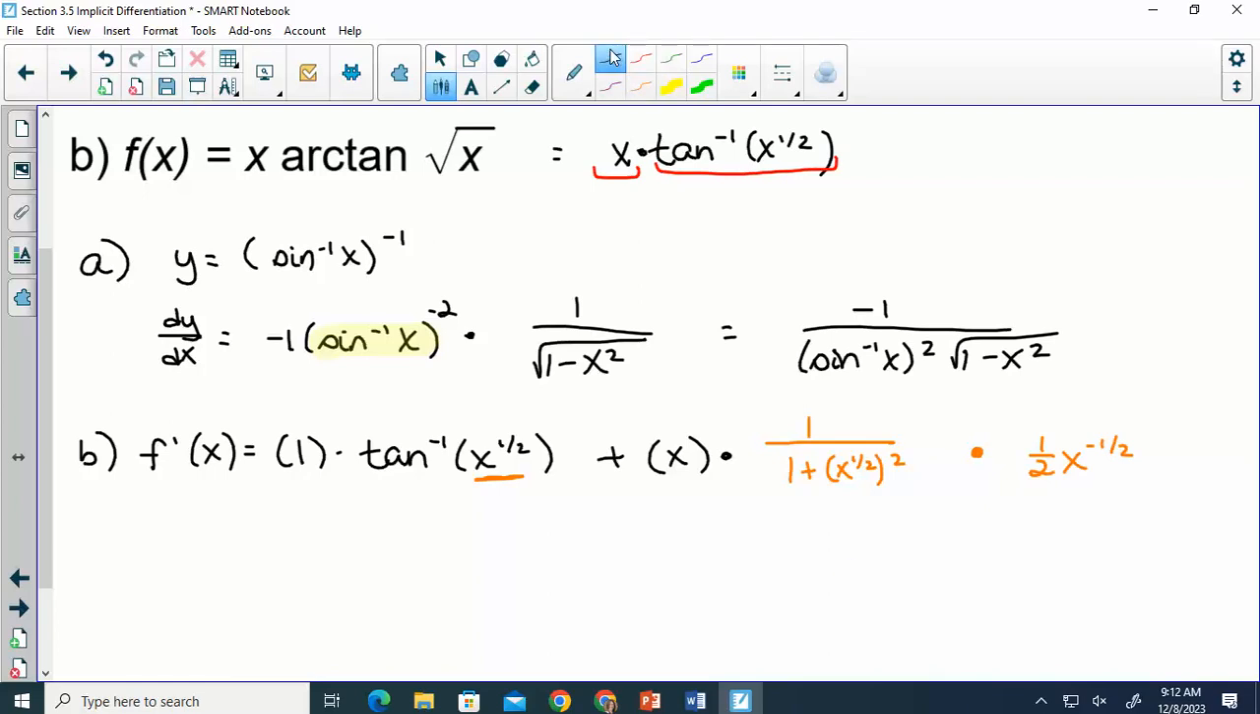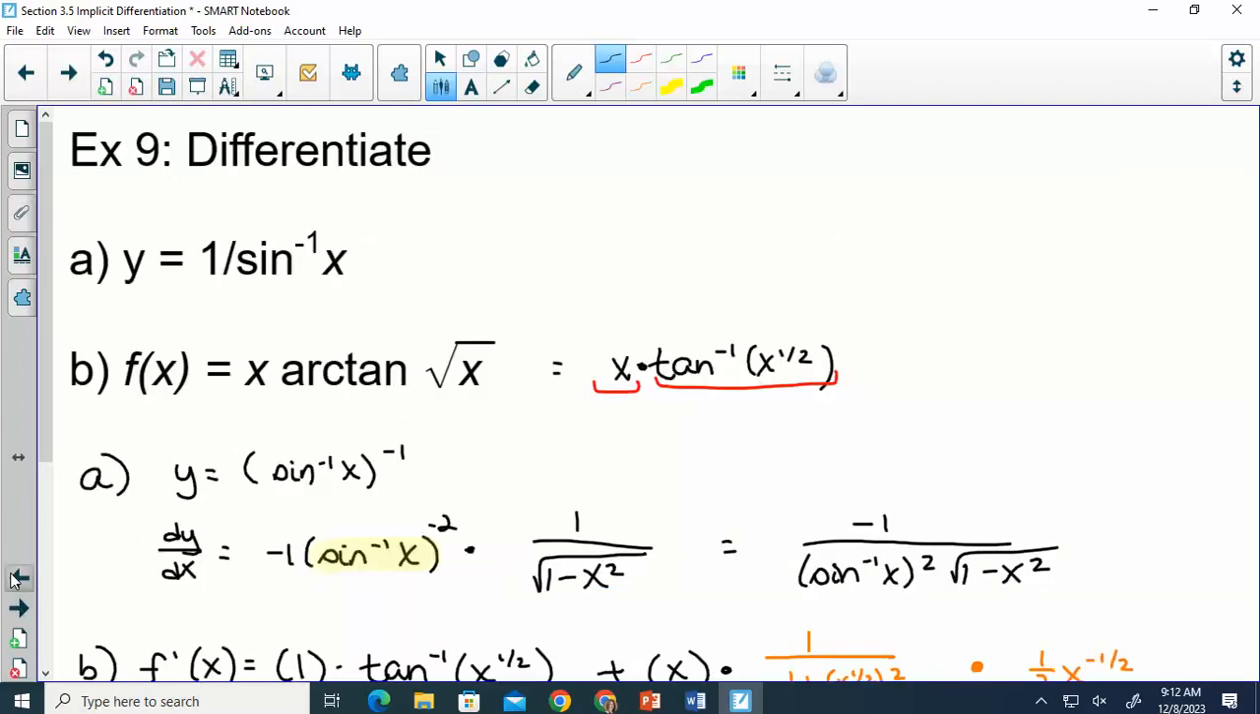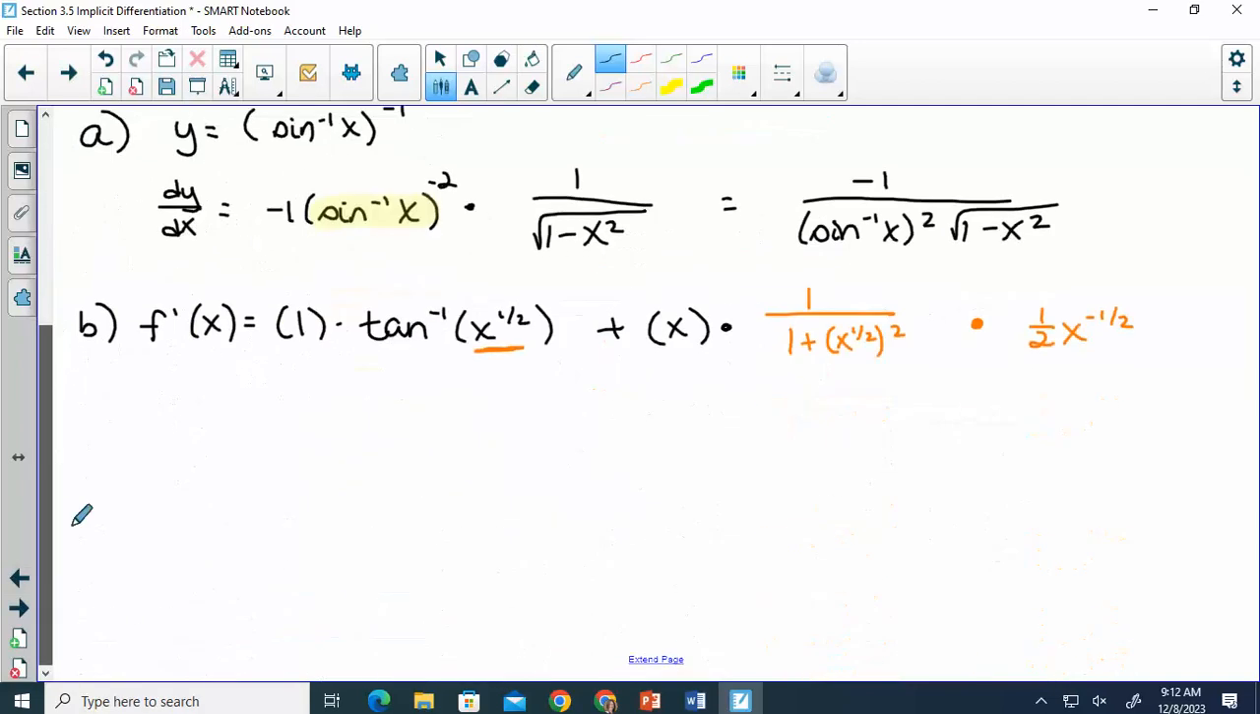Is everybody with me? When you use these formulas for the inverse derivatives, whatever your angle is takes the place of the x. So if it were sine inverse of 3x plus y, then in your formula it would be the 3x plus y taking the place of that. Okay, so as far as cleaning it up, not a ton we can do, but a little bit.